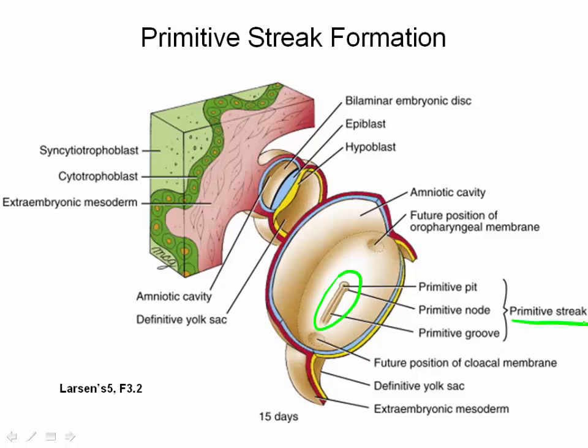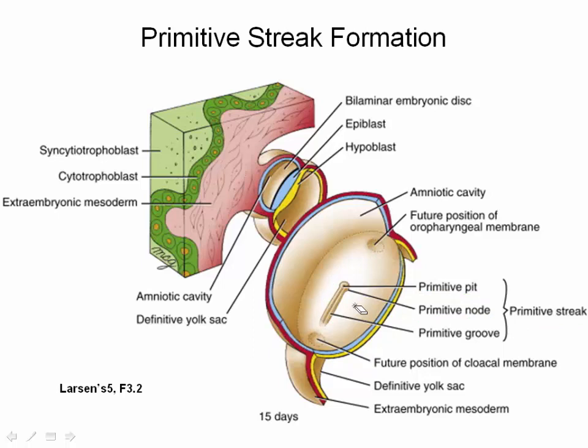It forms at the future caudal or tail end of the embryo and is clearly visible in a 15 to 16 day embryo as a narrow groove with slightly bulging regions on either side. The cranial end of the primitive groove terminates as a large pit surrounded by a rounded primitive node of epiblast cells. Formation of the primitive streak is the first structure that defines the body axes.